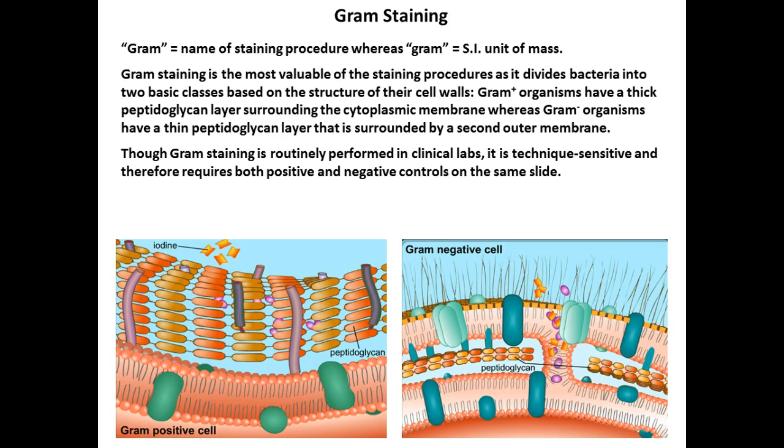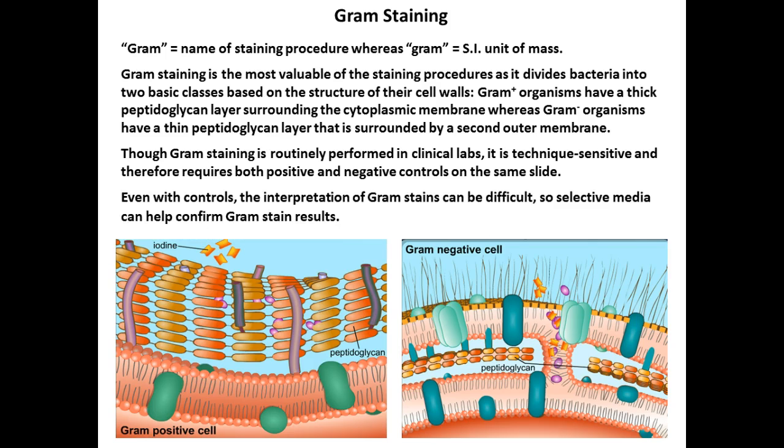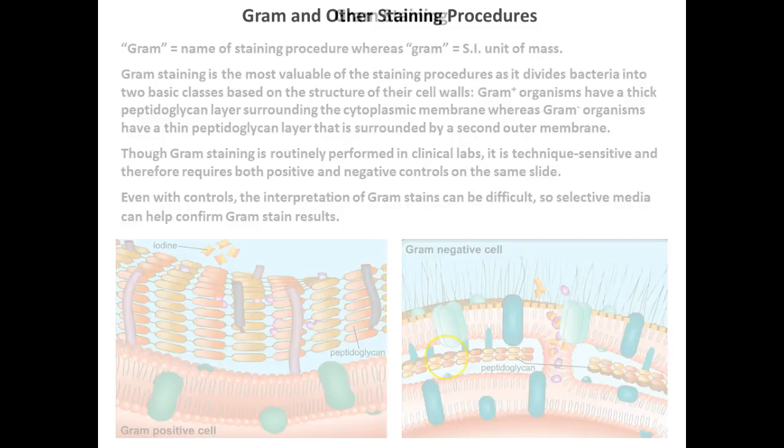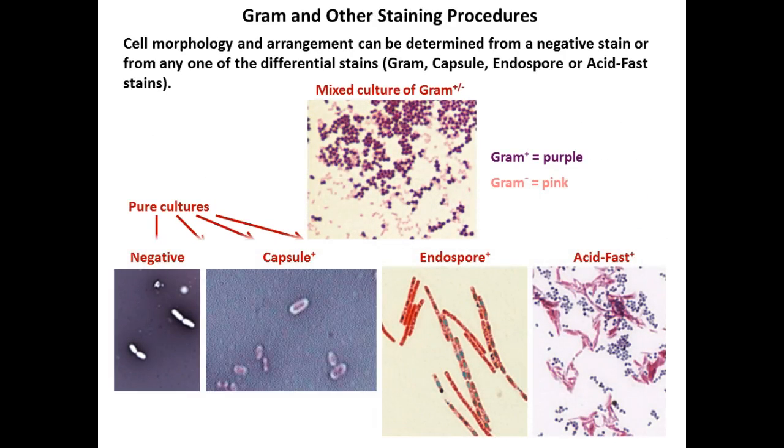These are technique sensitive, right? You have to perform the technique properly, right? So we did positive and negative controls on the same slide. Even then, sometimes different organisms don't stain all that great, and results may be ambiguous. And so that's why it's really important, too, that, remember, we followed up when we did selective media, where we were selecting for Gram positives on one plate and Gram negatives on the other to help confirm those results and give us another test.